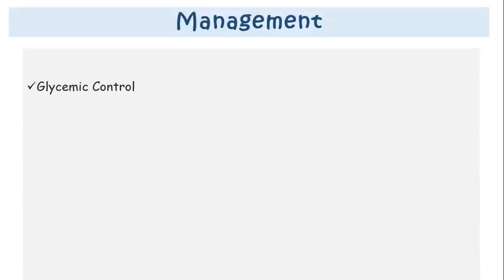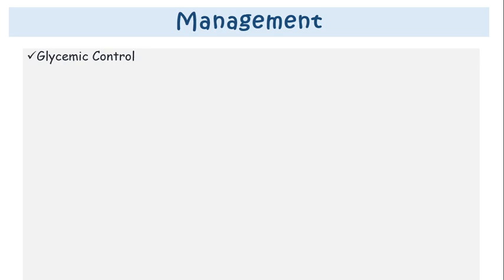So how are the patients managed? The main thing is you have to keep the blood glucose level under control, because in diabetes mellitus the problem is the blood glucose is high. Why? Either because the pancreas is not producing enough insulin, or because the body tissues are not responding to the secreted insulin.